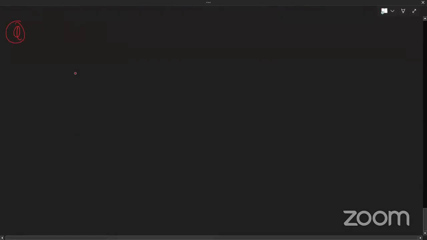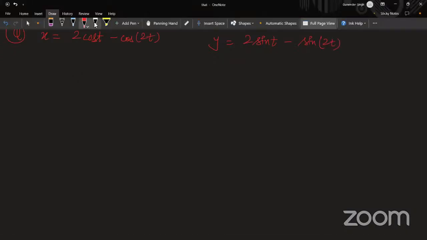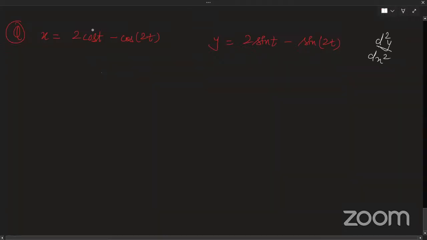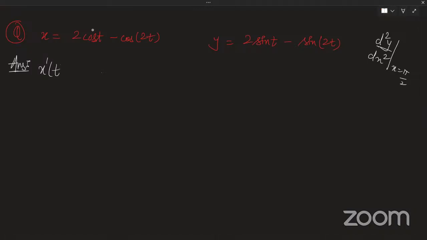So again, let us try one related to parametric substitution. x has been given as 2 cos t minus cos 2t, and y has been given to you as 2 sin t minus sin 2t. It is asking you the value of d2y by dx square, and the value of t is pi by 2. Let us see how we can do it. In order to do that, the first steps are really basic. Obviously, we will go for the calculation of x dash t. Can you tell me what is the value of x dash t?